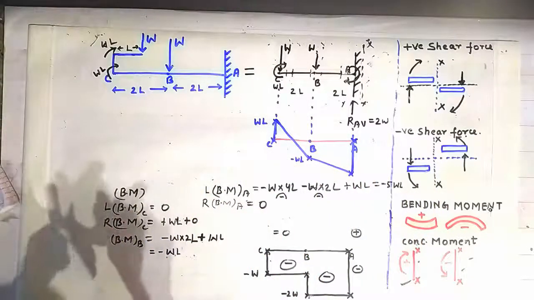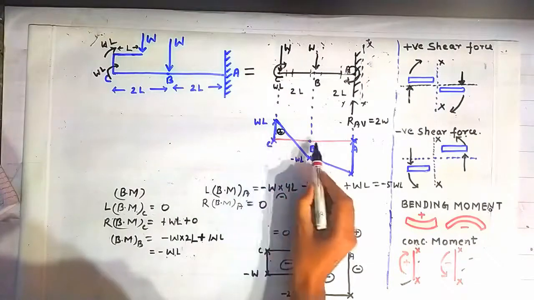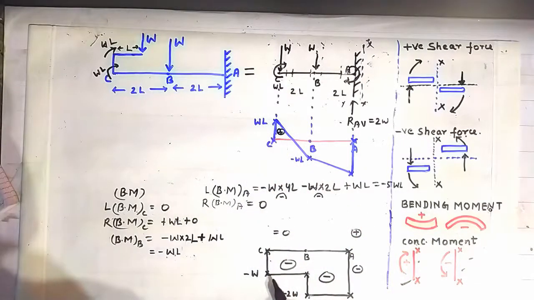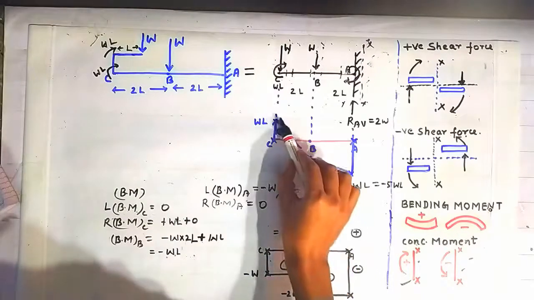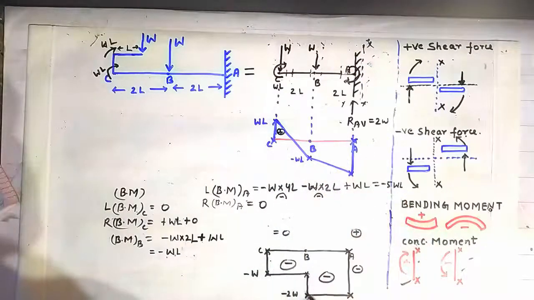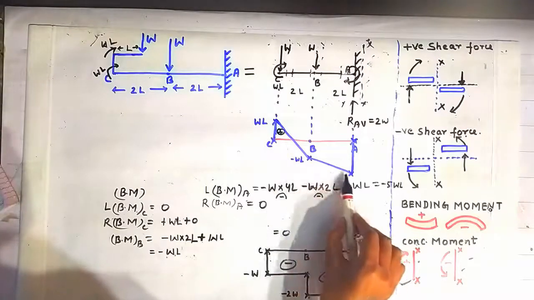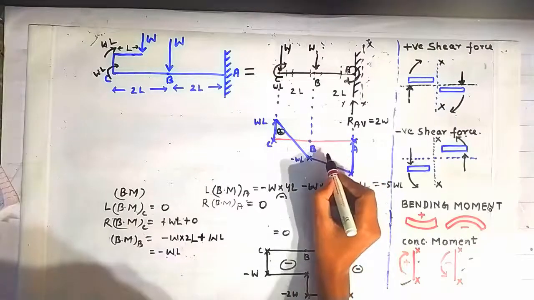Now one thing we have to keep in mind is that between point C and B, the shear force diagram is a straight line. That's why the bending moment diagram is an inclined line between the point C and B. And between the point B and A, the shear force diagram is a straight line. That's why the bending moment diagram is an inclined line between the point B and A. So this is the bending moment diagram.